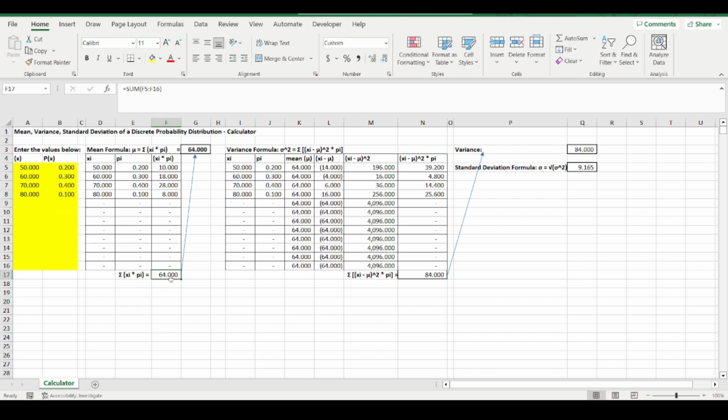So the expected outcome there is 64. You can see there's the formula and there's the calculations. So it's the sum of each outcome times the probability, and you get the answer over there. This number then feeds in over here. This is the formula for the variance, right? So if you look at it, you've got the outcome minus the expected outcome or the mean, and there it is. We square it, and then we multiply it by the probability, and we add it up, right? So there is the variance.